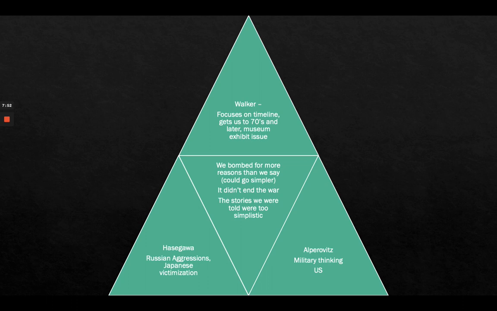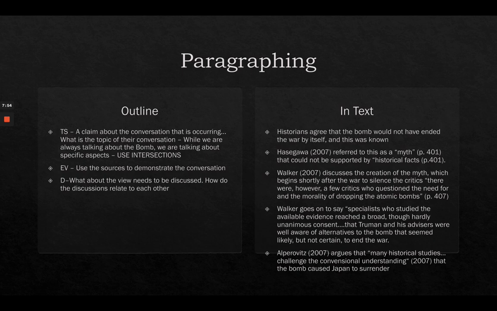Once you've identified the intersections, you've also identified your topic sentence. What is the intersection? That's all we want to say. In a good lit review, I would refrain from using authors as the topic sentence of a paragraph, because that paragraph can only be about that author then. If we make the paragraph about an idea, then we need the topic sentence to be about an idea. So that's the goal here. Make a claim about the conversation that is occurring. What is the topic of that conversation? For us, we're talking about the bomb.